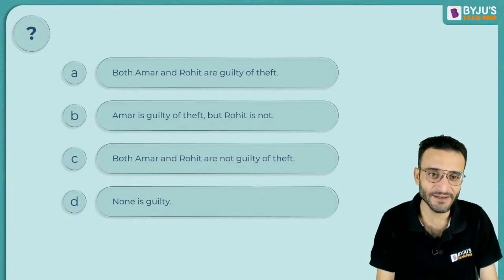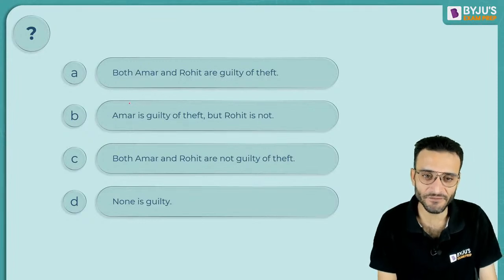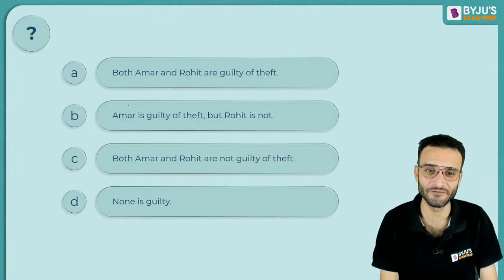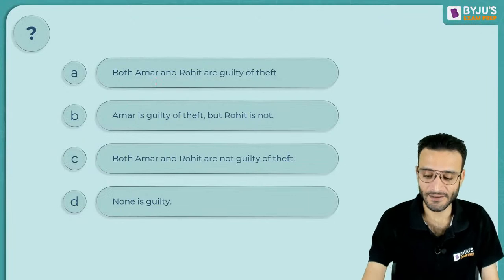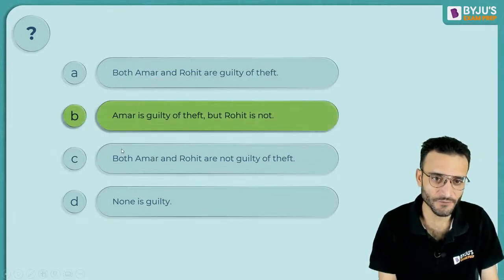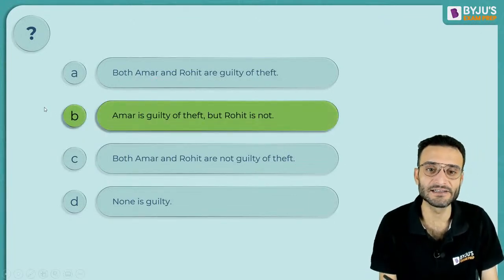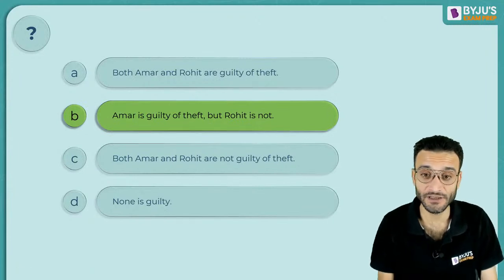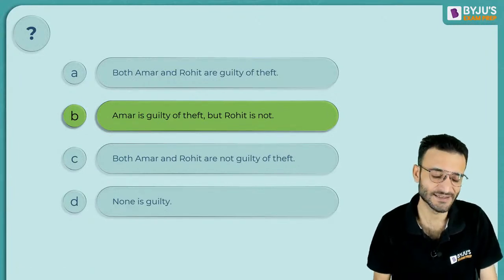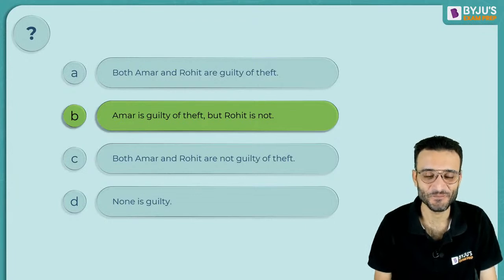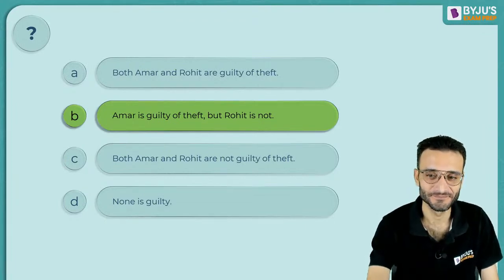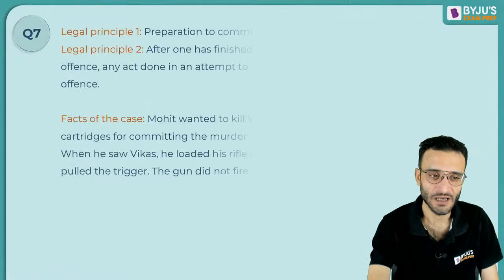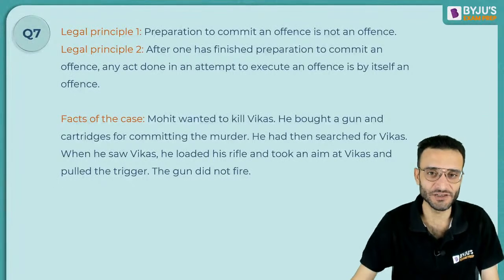The correct answer is, is Amar guilty of theft, or is Rohit also guilty of theft, or none? The correct answer is option B. Very good. Only Amar is guilty of theft. Rohit is not, because he is less than 7 years. Question number 7.